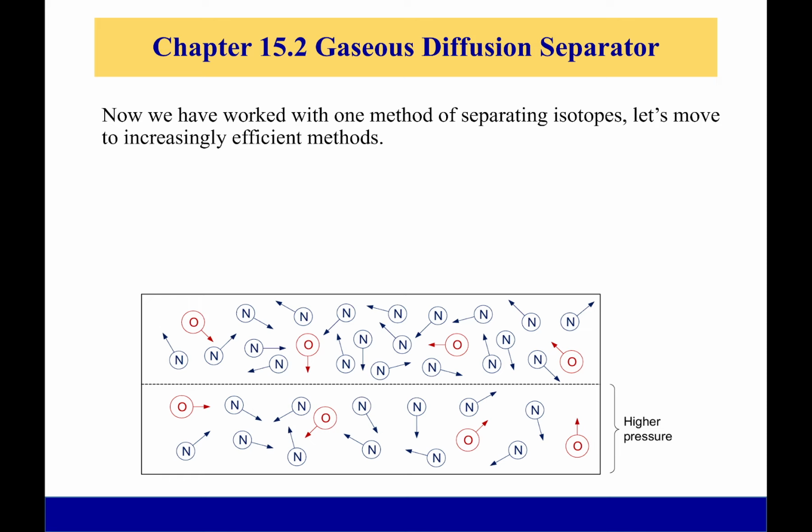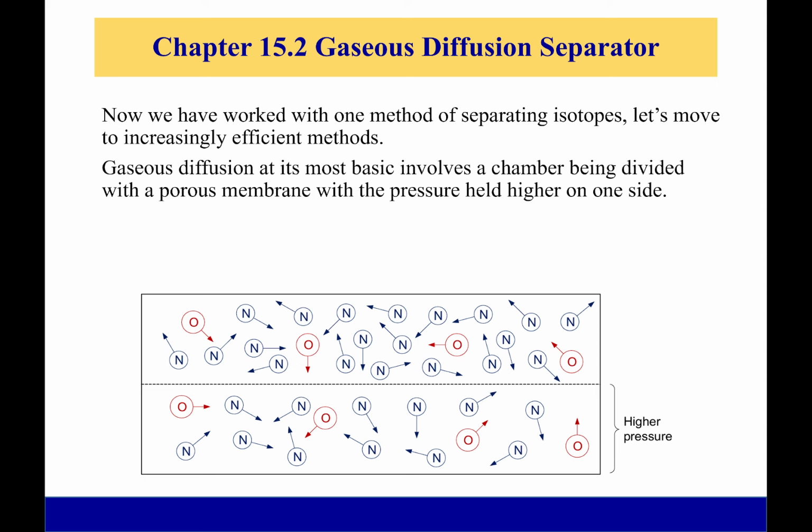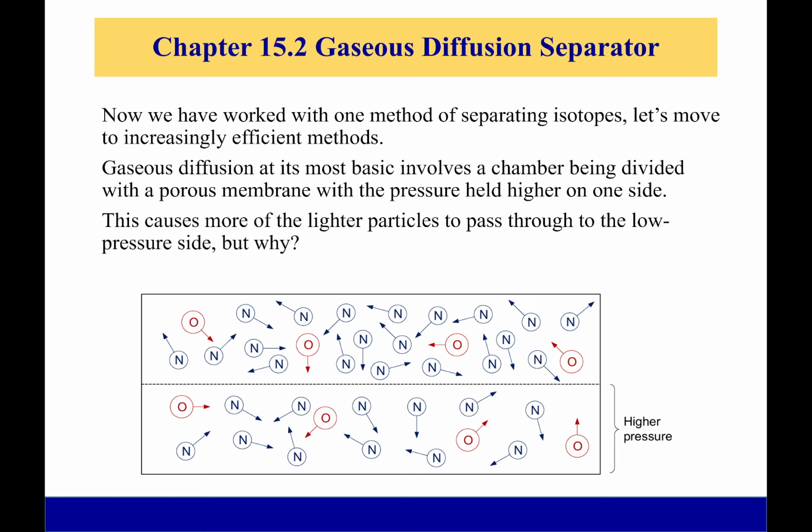Okay, so we're going to be going to increasingly efficient methods. So the second one is simply a gaseous diffusion separator. Now, it's a very simple process. All I do here is I simply have a membrane in the middle that is dividing a chamber. And on one side, I have a higher pressure. Now, because I have a higher pressure on one side than the other, that will cause the lighter particles to move to the low pressure side.